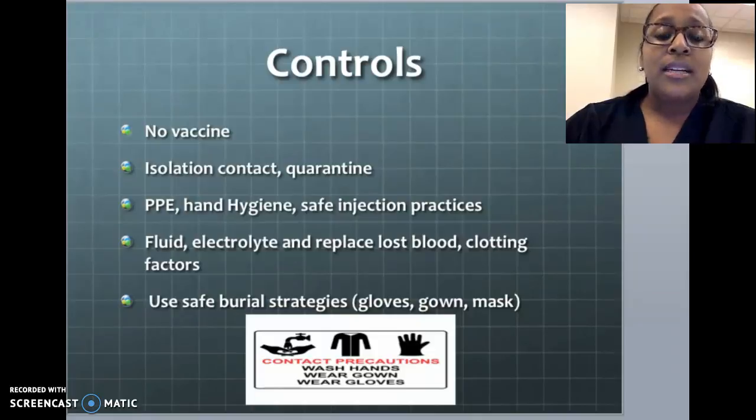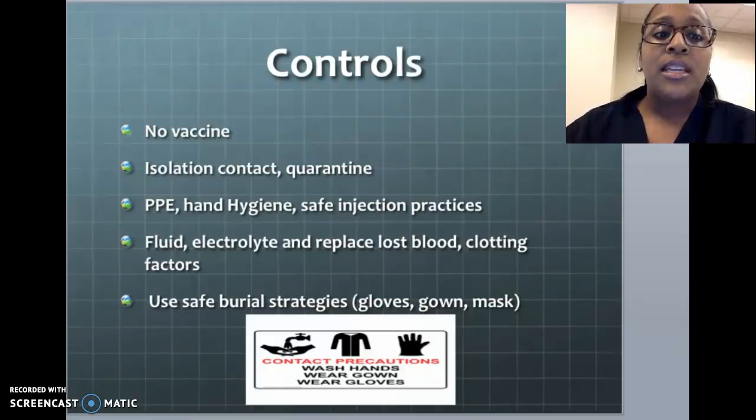Make sure you're wearing protective equipment. That's gloves, gowns. You're washing your hands. And when you have people with this illness, you want to help them by giving them fluid and electrolyte balance, replenishing any lost blood and any clotting factors.